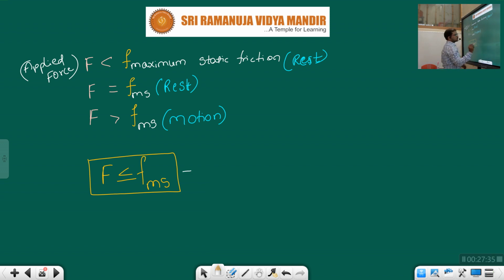Okay children, so in this case what happened? The block is in rest condition. Block is in rest condition when applied force is less than or equal to FMS. Okay children, one more point here.